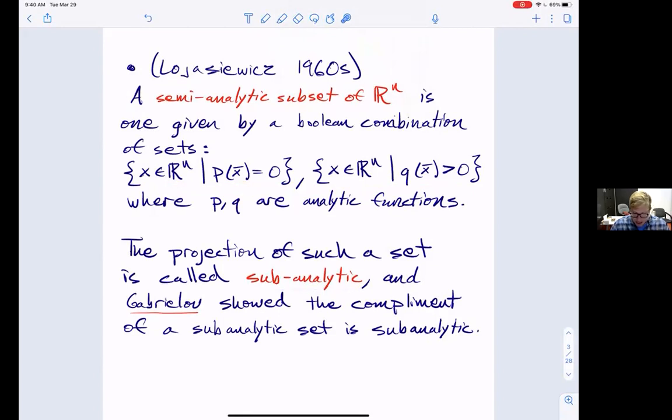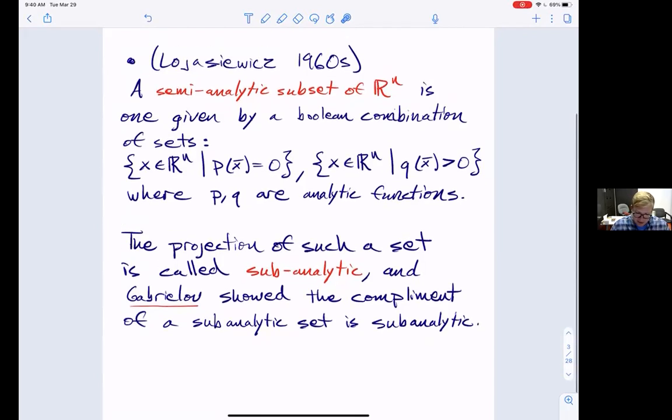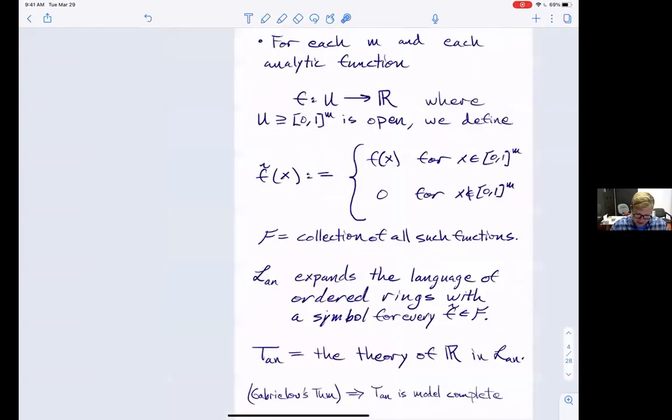And Gabrielov showed that the complement of a sub-analytic set is sub-analytic, and from that it follows that if you have this class of sets as all of your definable sets, you're working in a model complete structure. So it follows that projections of sub-analytic sets are sub-analytic.